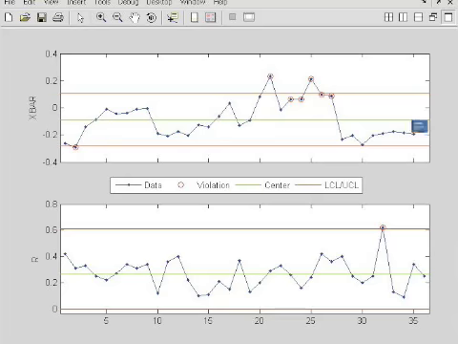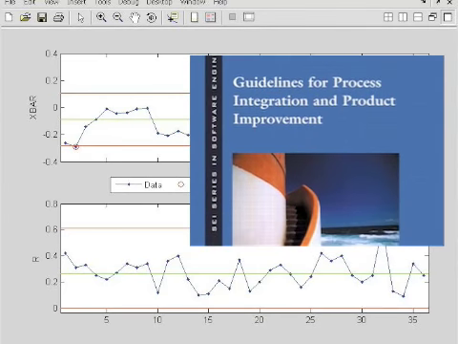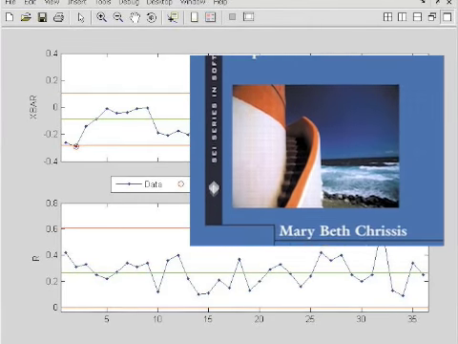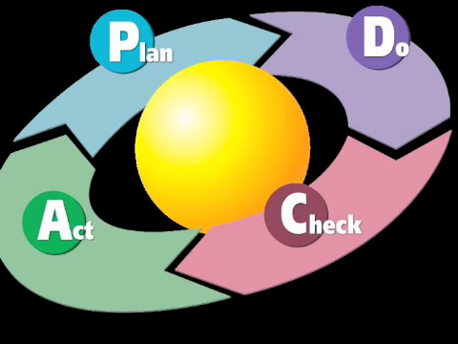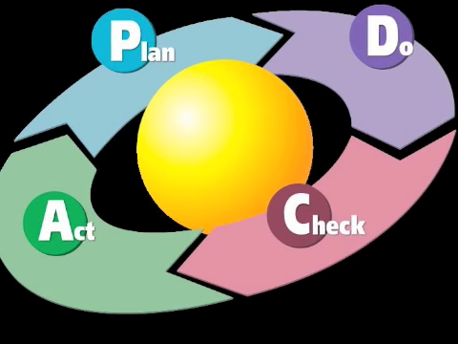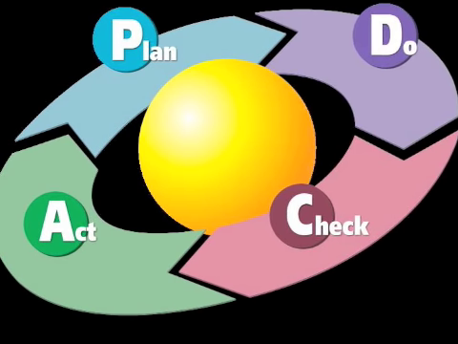SPC is a key component of high maturity as defined by the capability maturity models. Shewhart's second contribution is really a simplification of the first. Deming popularized the idea that the plan, do, check, act cycle was a basis for improving any kind of process, and so it's called the Shewhart cycle.